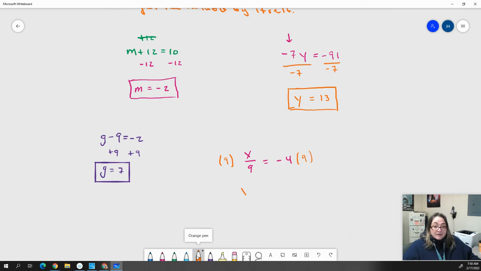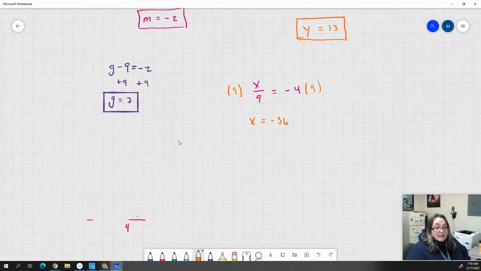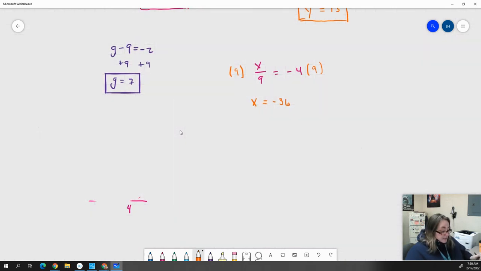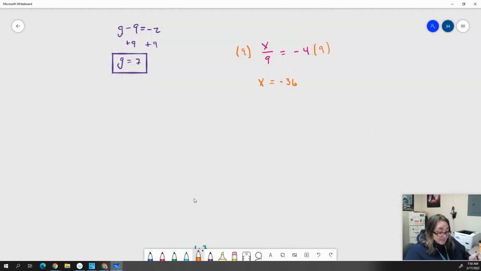And we will wind up with x equals -4 times 9, which is -36. Occasionally, we're going to have to deal with fractions because fractions are a legitimate thing, right? Parts of a whole, and we have to deal with them all the time. But they're really just division problems.